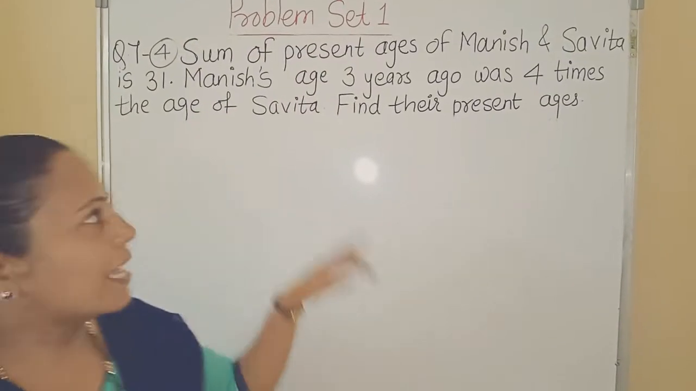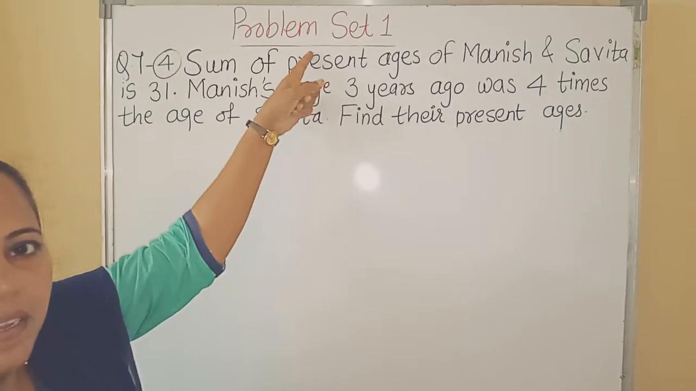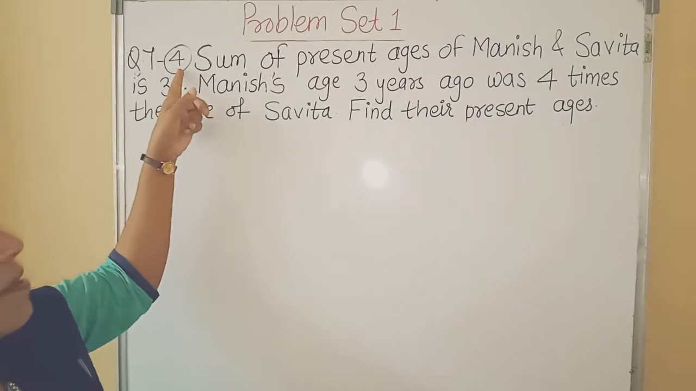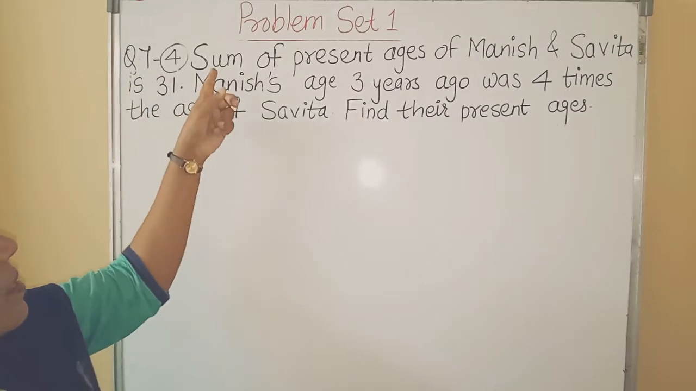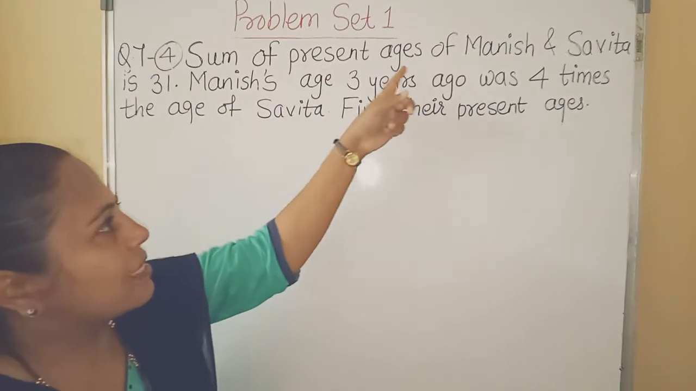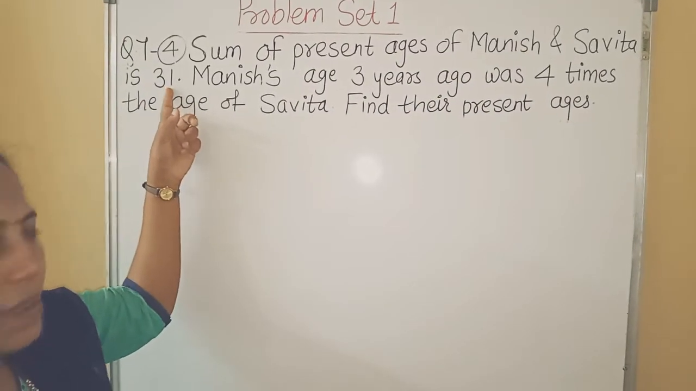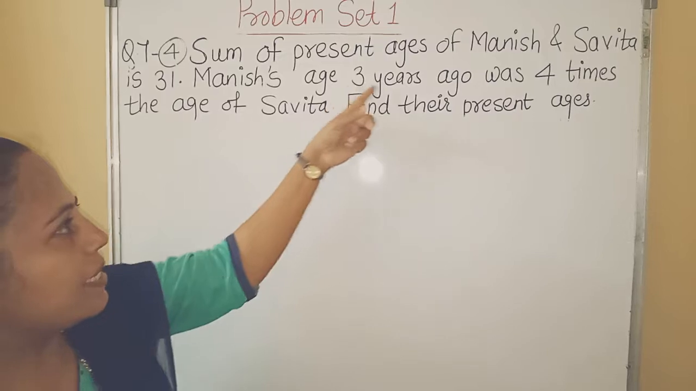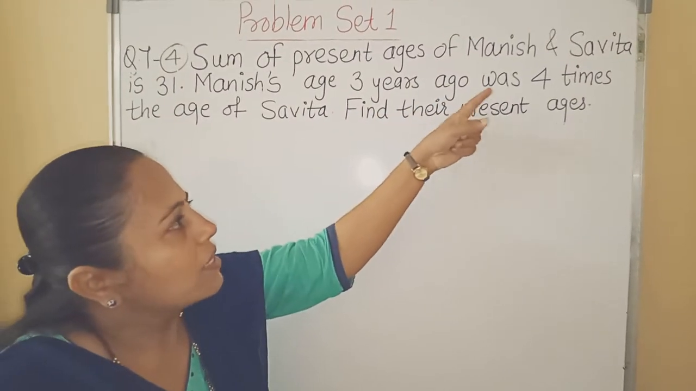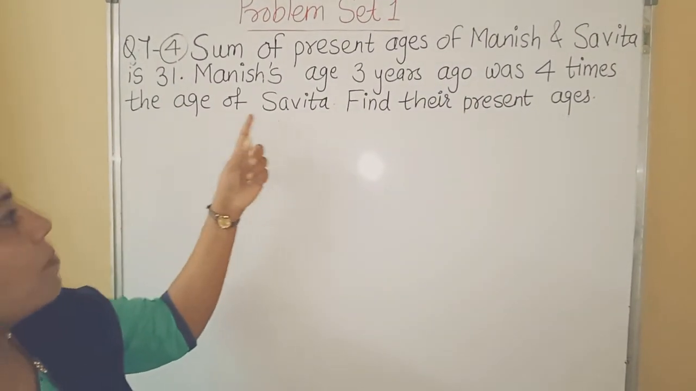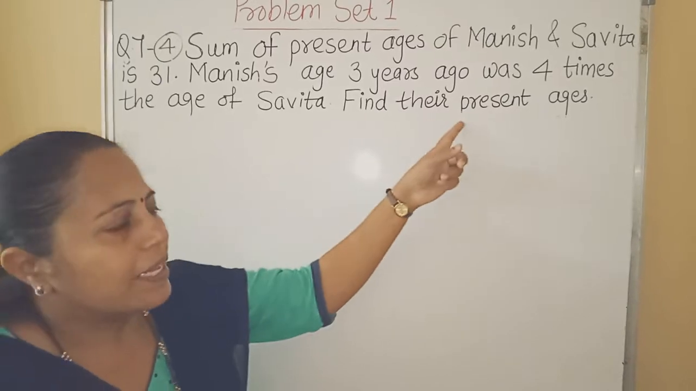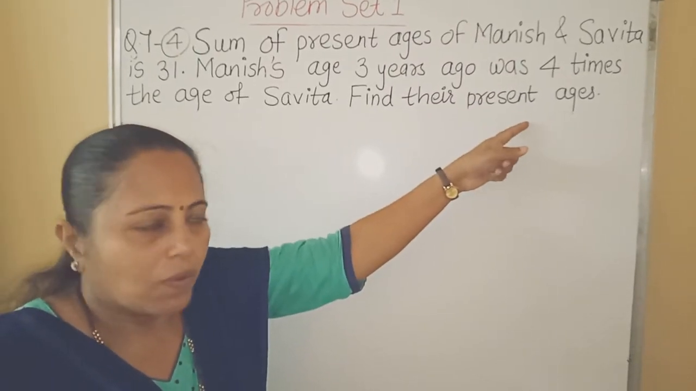We will solve one example from problem set 1. Question number 7, fourth example. Sum of present ages of Manish and Savita is 31. Manish's age 3 years ago was 4 times the age of Savita. Find their present ages. Okay, students?